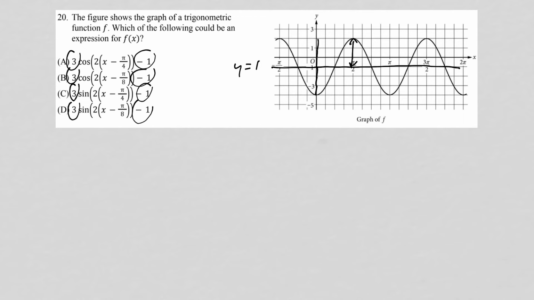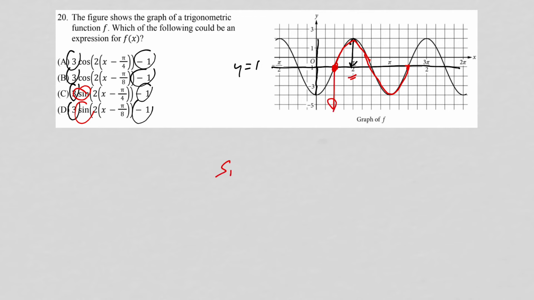So there's multiple ways to write something like this. If it is a sine, I would think of this as the starting point. So it would be a shift. This is pi over 2. It would be a shift of pi over 4.